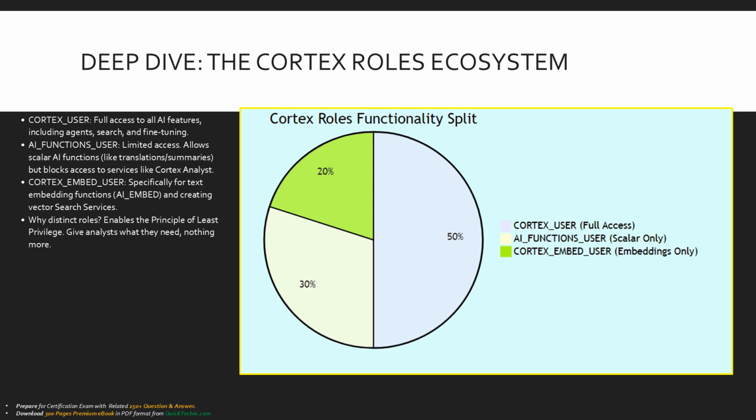Additionally, there is the Cortex embed user role. This is tailor-made for engineers who just need to generate vector embeddings for RAG applications. By dividing these capabilities, Snowflake allows you to enforce the principle of least privilege flawlessly.